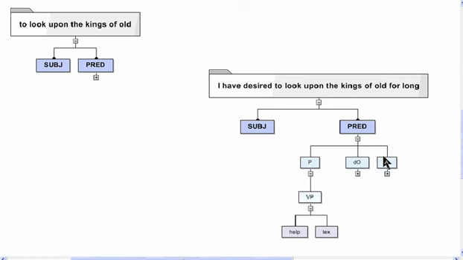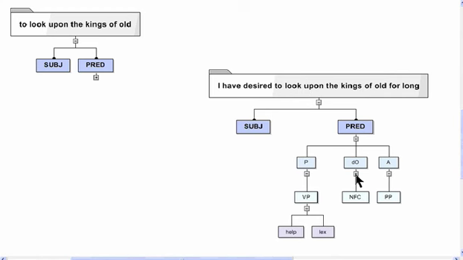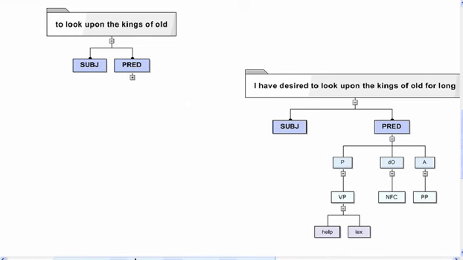I have desired something for long, and this is the prepositional phrase here. Could you move this? For long I have desired to look upon the kings of old. So this is an adverbial in the predicate, not a part of the direct object. But we're looking at to look upon the kings of old, and that's a non-finite clause, to look upon. So if we look at this non-finite clause here, to look upon the kings of old, then how is this?